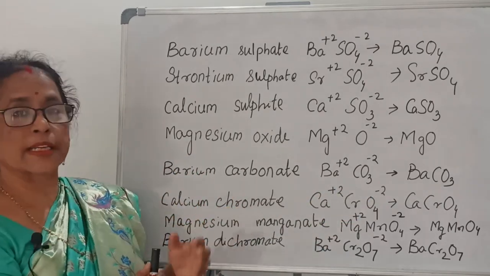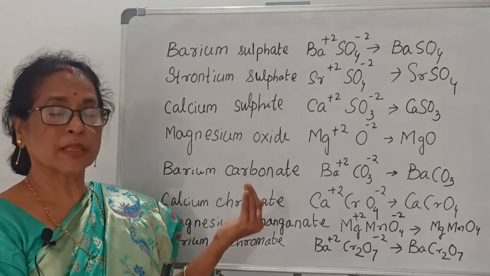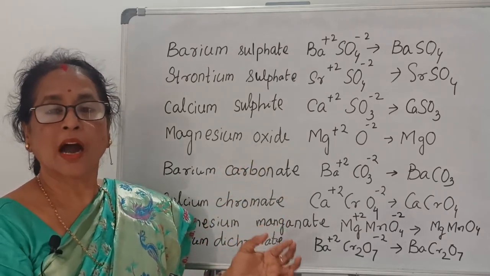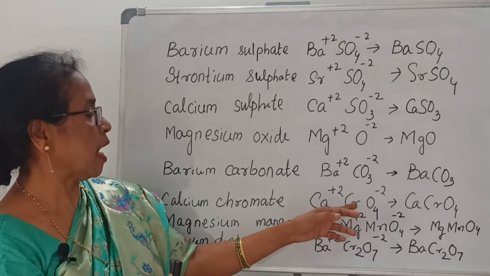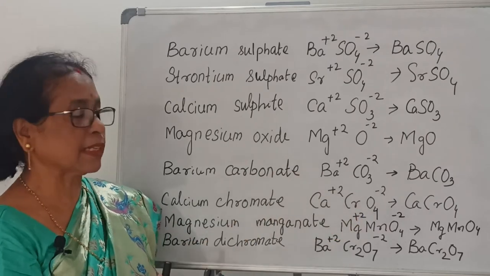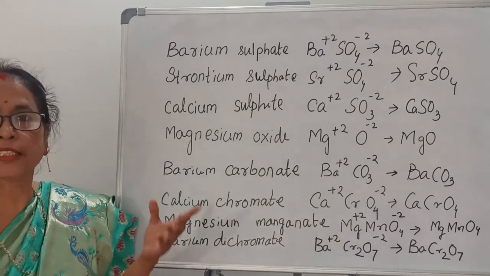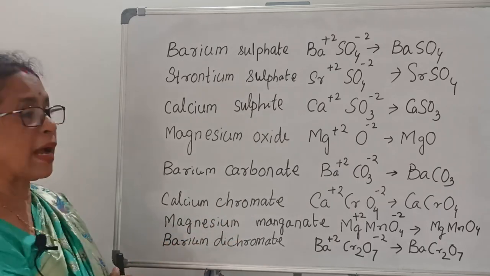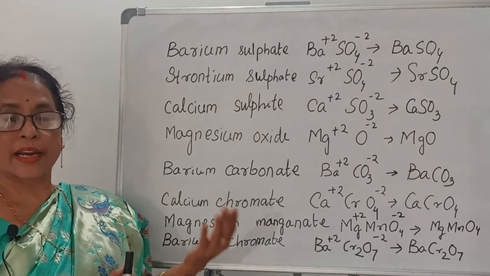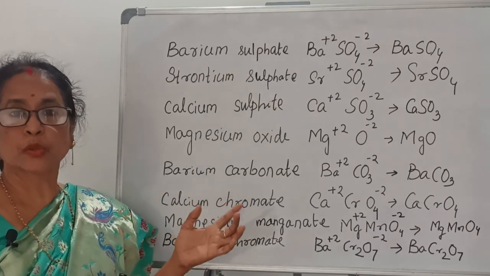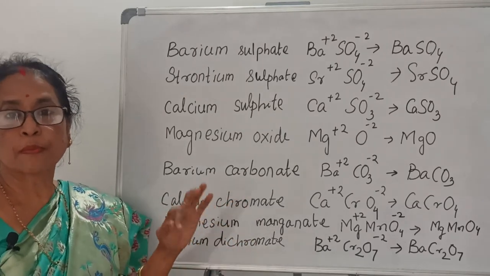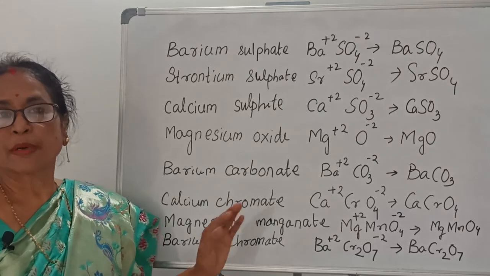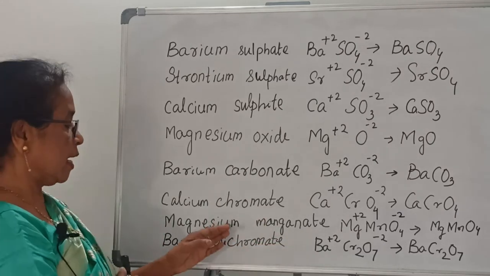Calcium chromate, calcium is plus 2, chromate. What is the formula of chromate? CrO4, CrO4 minus 2. After cancelling, the formula is CaCrO4. Then come to magnesium manganate. Manganate, MnO4 minus 2, that is manganate. MnO4 minus 1, that is permanganate. But permanganate is not required here, it is manganate.